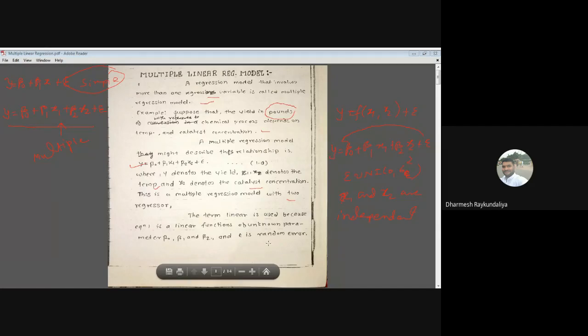I had asked you in the internal test: y equals f of x1, x2, up to xk, plus epsilon. The relation is known as a linear model if it is linear in parameters, not only linear but linear in parameters, and epsilon is a random part. So this part is known as the systematic part and this part is known as the random part. You had to write that. This is systematic, this is random. This is not the error part, but systematic and random part.